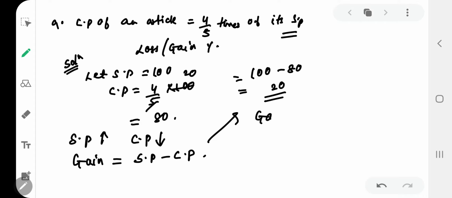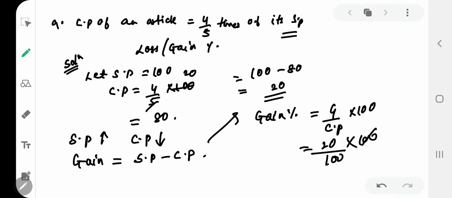And how will you find gain percent? That is gain upon CP into 100. That is 20 upon 100 into 100. 100 cut. So 20% is your gain percent. Is that clear?